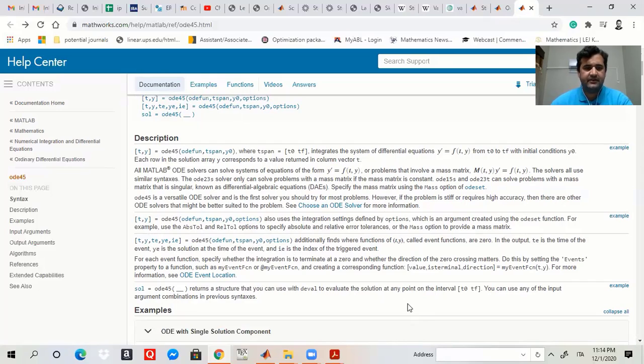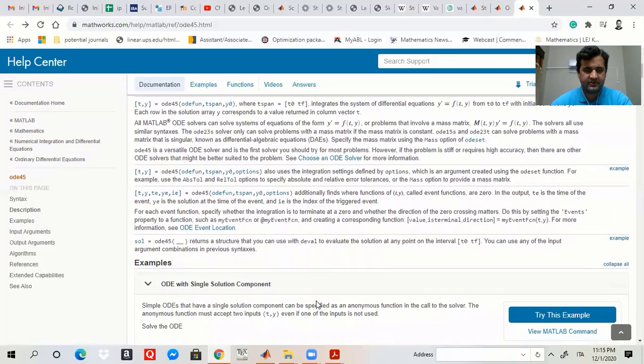Okay, and then finally, you can go towards the solution of the ordinary differential equation. And this one over here returns a structure. Of course, you have to use deval. Again, I'm not going to go into the detail about deval, but if you go to MathWorks, I will share the links and the details where you can take a look. Either to evaluate your solution of the ordinary differential equation at any point in this particular interval.